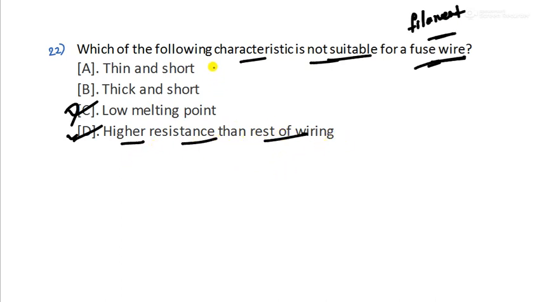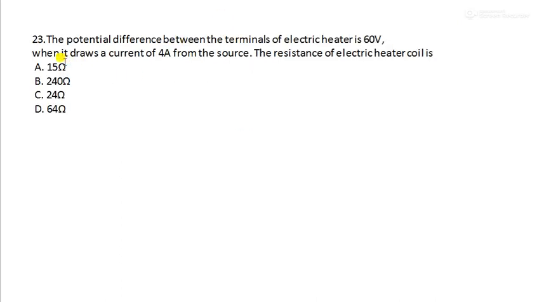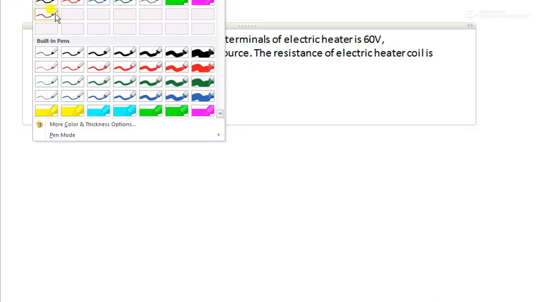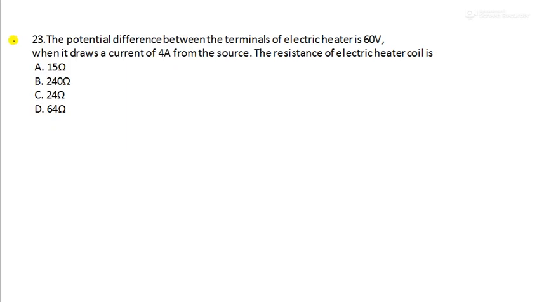Okay, next is question number 23. So this is our question number 23. Here I have taken now a numericals question. So let us see. The potential difference between the terminals of an electrical heater is 60 volt when it draws a current of 4 ampere from the source. The resistance of the electrical heater coil is dash. So whenever you get a numerical question, first you have to write the data, whatever they have given. Here they have given voltage.